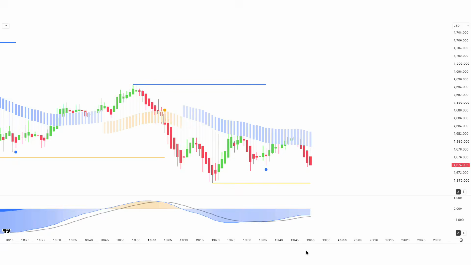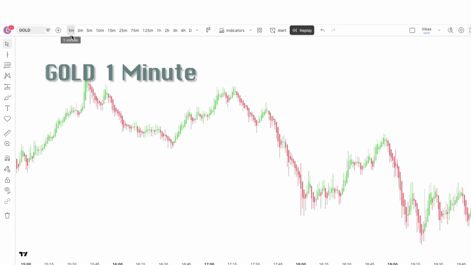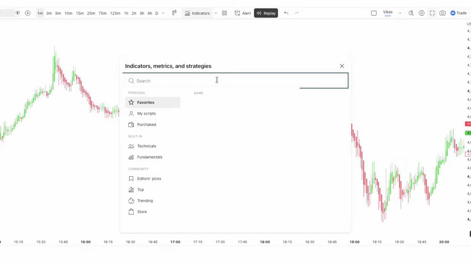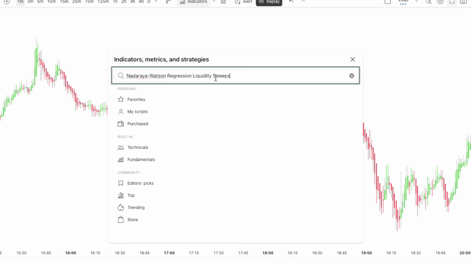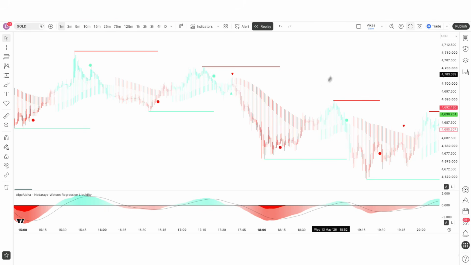Now we tell you how we want to trade. Let's start the video. We open the gold 1-minute chart, and don't sweat the time frame either. Next, you'll want to find those magic indicators. Head over to the Indicators tab and search for the Nadaraya-Watson Regression Liquidity Sweeps. Select the indicator made by Algo Alpha and add it to the chart.